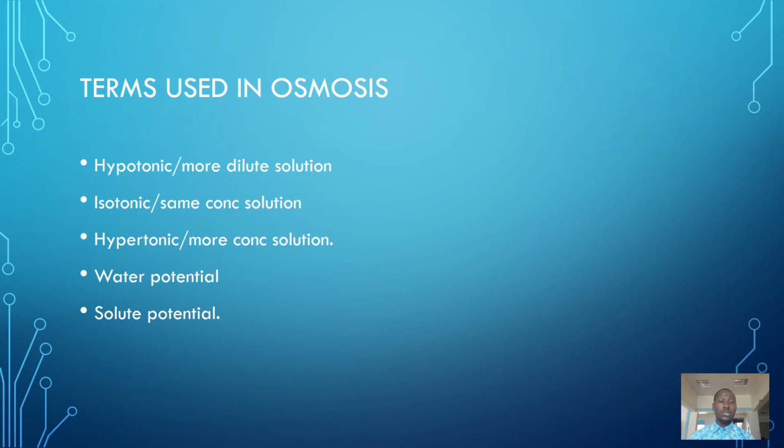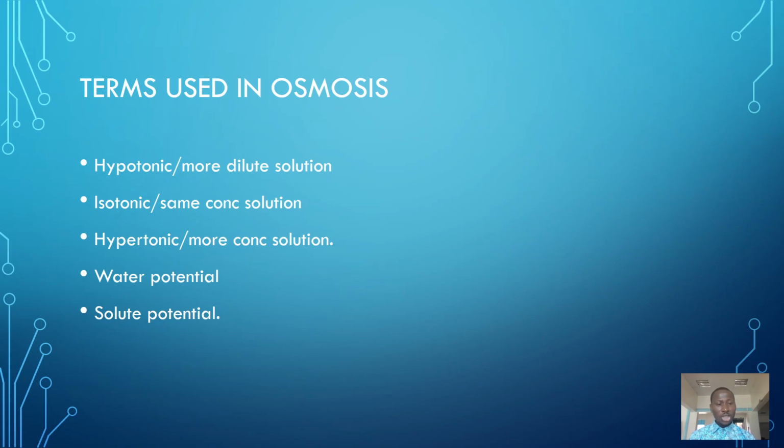Then terms used in osmosis, we have hypotonic. Here we can use a more dilute solution. We use these terms in comparative terms. More dilute compared to the surrounding solution, if the two solutions are separated by a semi-permeable membrane. Isotonic, same concentration as the surrounding solution. Hypertonic, more concentrated than the surrounding solution. Remember, we said water molecules move from dilute to a concentrated solution.